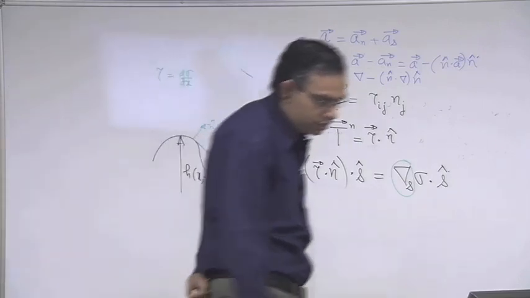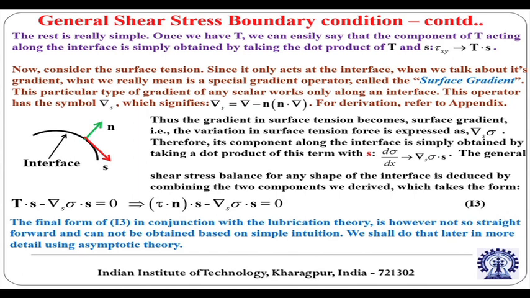Okay. So we will summarize this discussion through the next slide, general shear stress boundary condition. Here we are talking about the gradient of surface tension for which we use an operator which is called the surface gradient. For the surface gradient, this operator has a symbol del s which is equal to del minus n dot del n. Okay. So you can write the traction vector dot s is equal to del s sigma dot s, what we wrote on the board. So that is equation number 13 in the slide. You can see that we have already derived this.